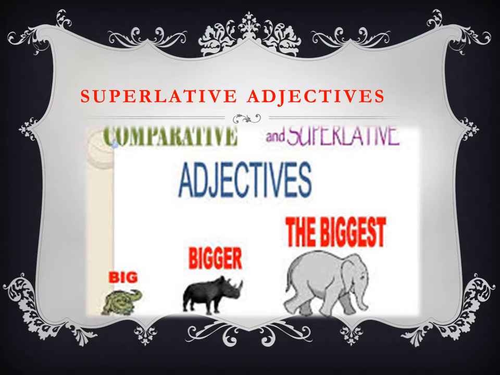Look: big, bigger, the biggest. If I make a comparison between one and more than one, now it's the superlative form. It's not a comparative because I have more than two. If you are comparing one to all the others, to more than two, now it's a superlative, not a comparative.